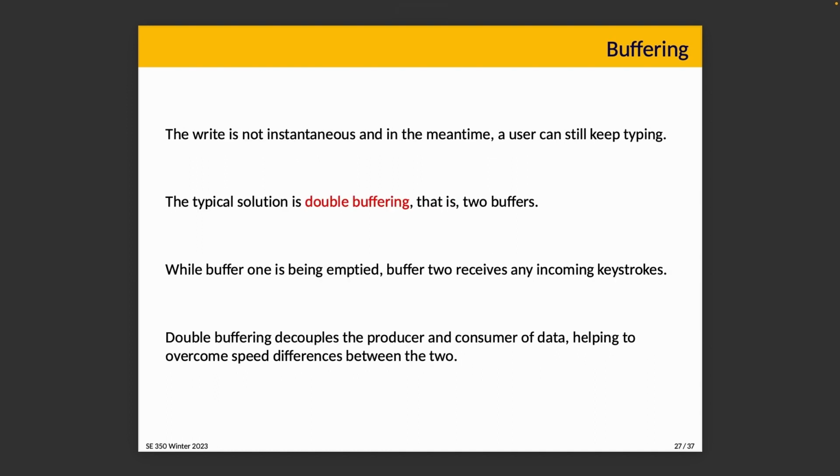Now, if a write is not instantaneous, where does the user input go while we're writing the data out to disk? The answer is, and probably should be, double buffering, which is two buffers. Why not both? While one buffer is being emptied, another buffer is receiving any incoming keystrokes, and this is a good way to decouple producing and consuming of data. It allows us to much more easily operate our producers and consumers, even if they have dramatic speed differences. And similarly, it lets people work together even if they need exclusive access to a buffer. While one is being drained, the other is being filled.